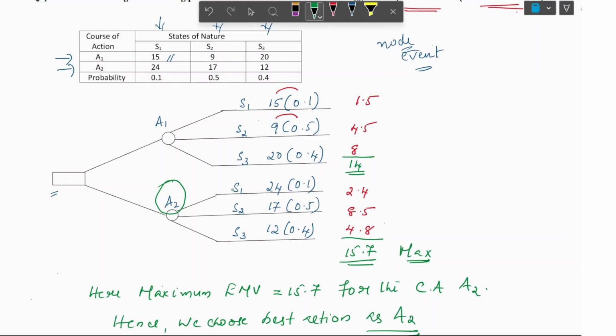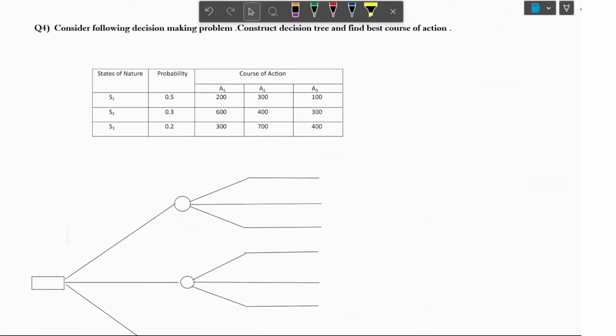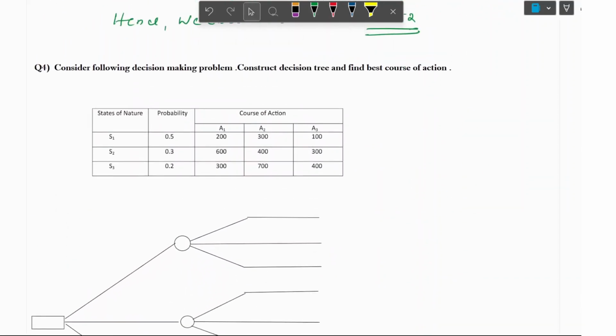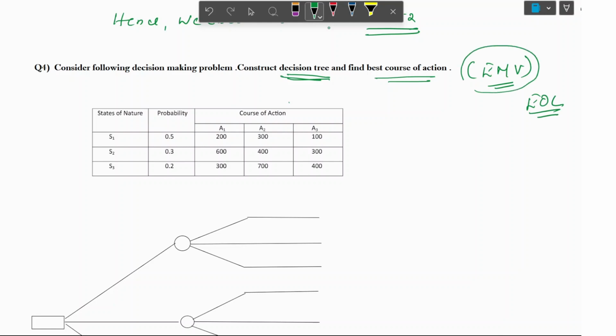Now I will show you one more question, again for a decision tree, but what's the difference? Just see. Consider the decision making problem, construct a decision tree and find the best course of action. Here you can choose by which method. If it is not mentioned in the question, you will still calculate by the EMV method, because EOL has one more step. Therefore, it takes more time. Whenever it is not mentioned in the question for a decision tree, always choose EMV.